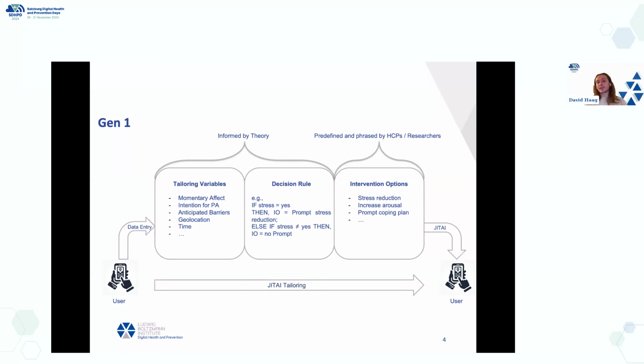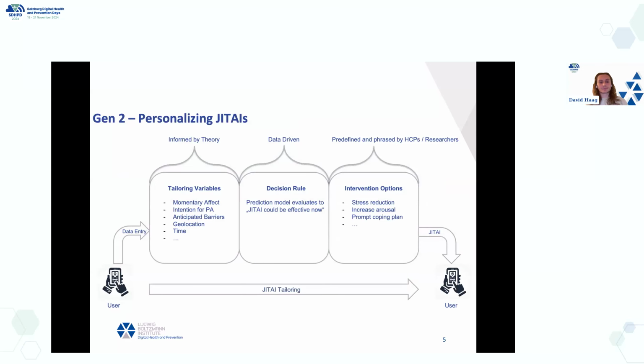Then we already had a second generation of just-in-time adaptive interventions that are also referred to as personalizing JITAIs, where you still have theory-informed tailoring variables with the same limitations. But then you have a data-driven decision rule that can, for example, be powered by reinforcement learning algorithms. So the model would adapt to the user, and then, for example, only intervention options that actually work for one person would be sent to that person. But you, again, also still have the predefined, static list of intervention options to choose from.